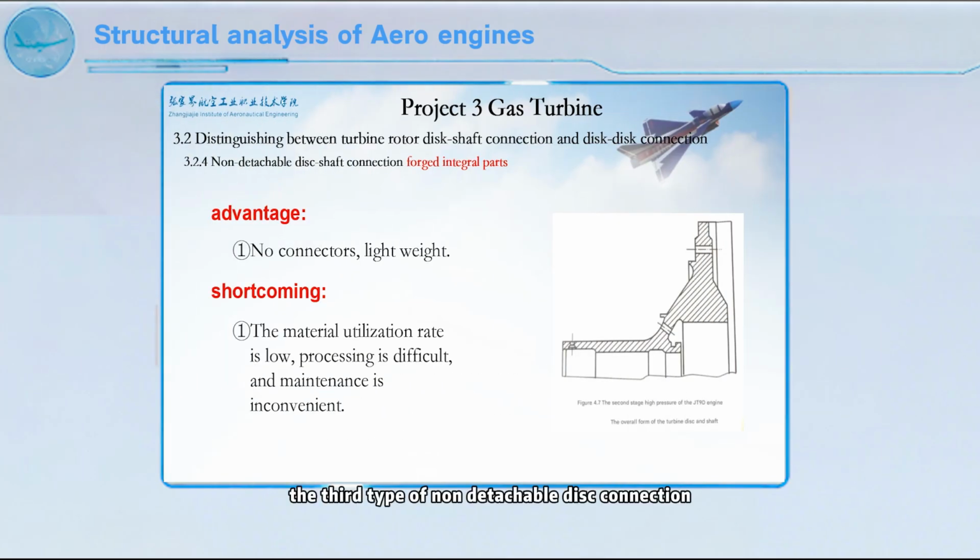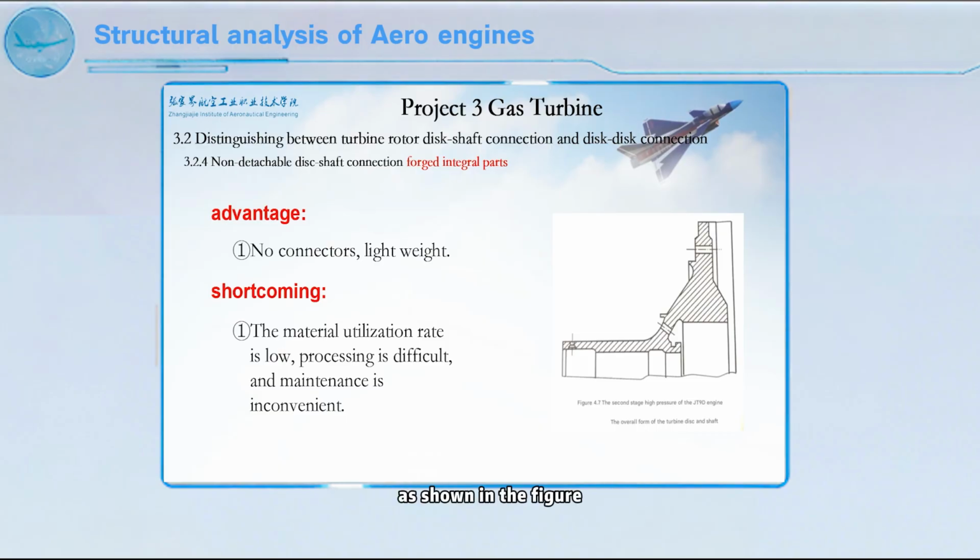The third type of non-detachable disc connection is forged into a single piece. This has the advantages of no connectors and light weight, but it also has the disadvantages of low material utilization, difficult processing, and inconvenient maintenance. Therefore, it is only used in small gas turbines.